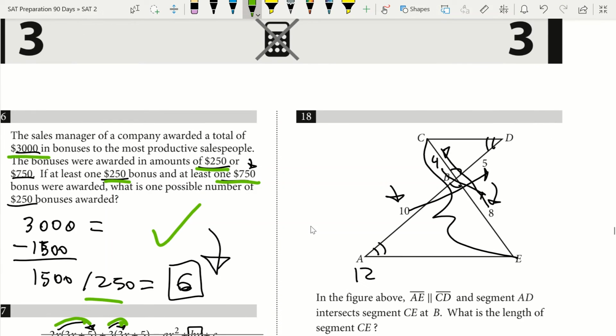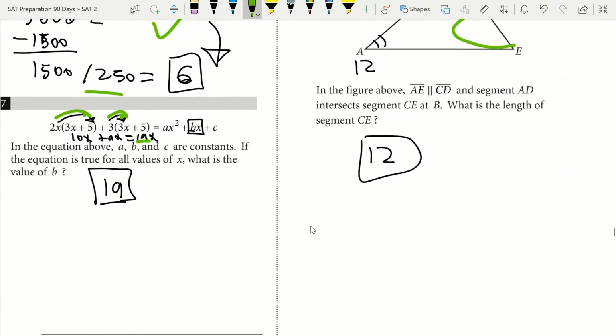18 right here. Okay, this one's just similar triangles. I see I've gotten going from a 10 to a 5, solving for CE. Okay, CE is going to be this. Going from 10 to 5 is halving. We're going to have 8, get 4 here. 4 plus 8 is 12. That one's checked because I believe I answered 12, and I did.